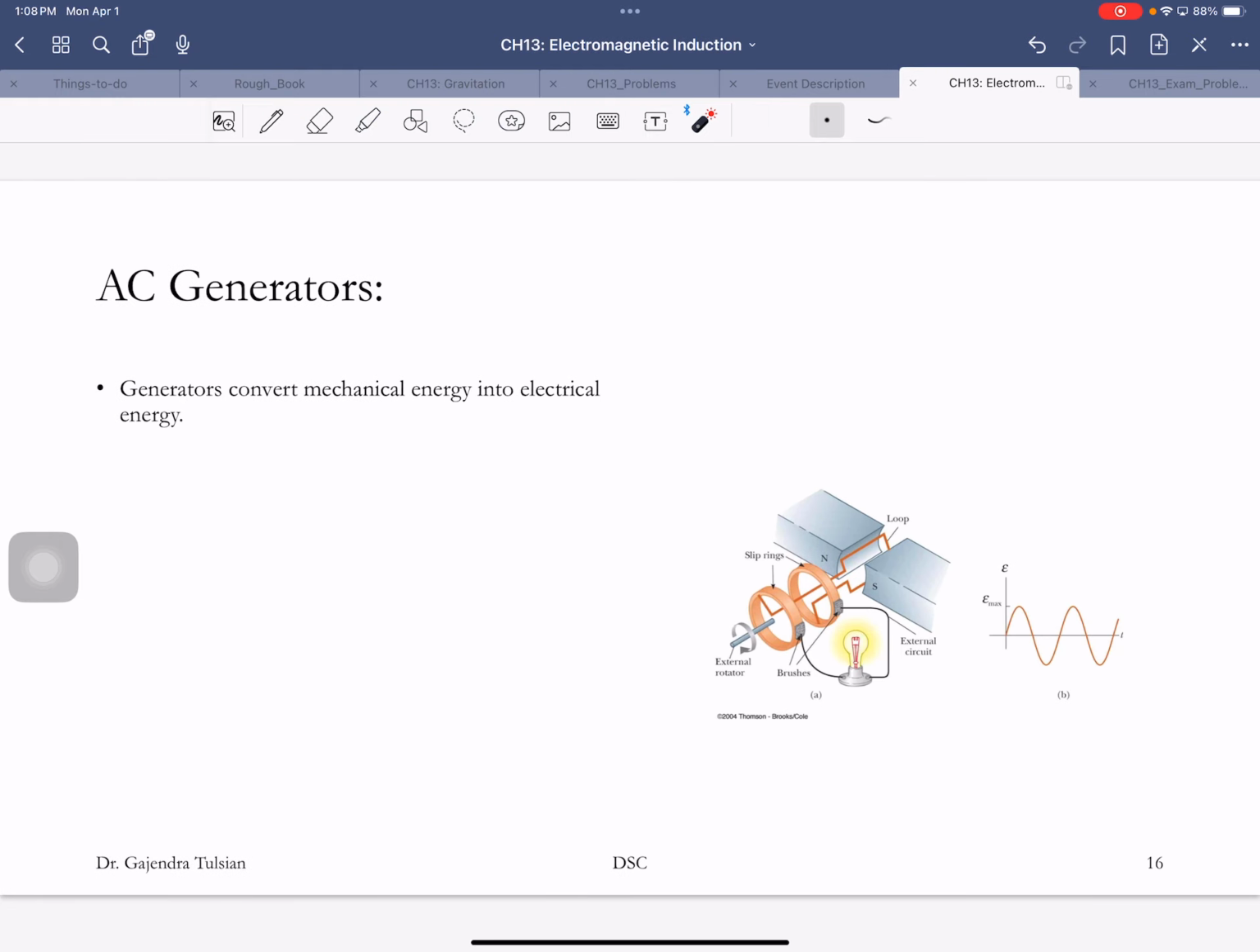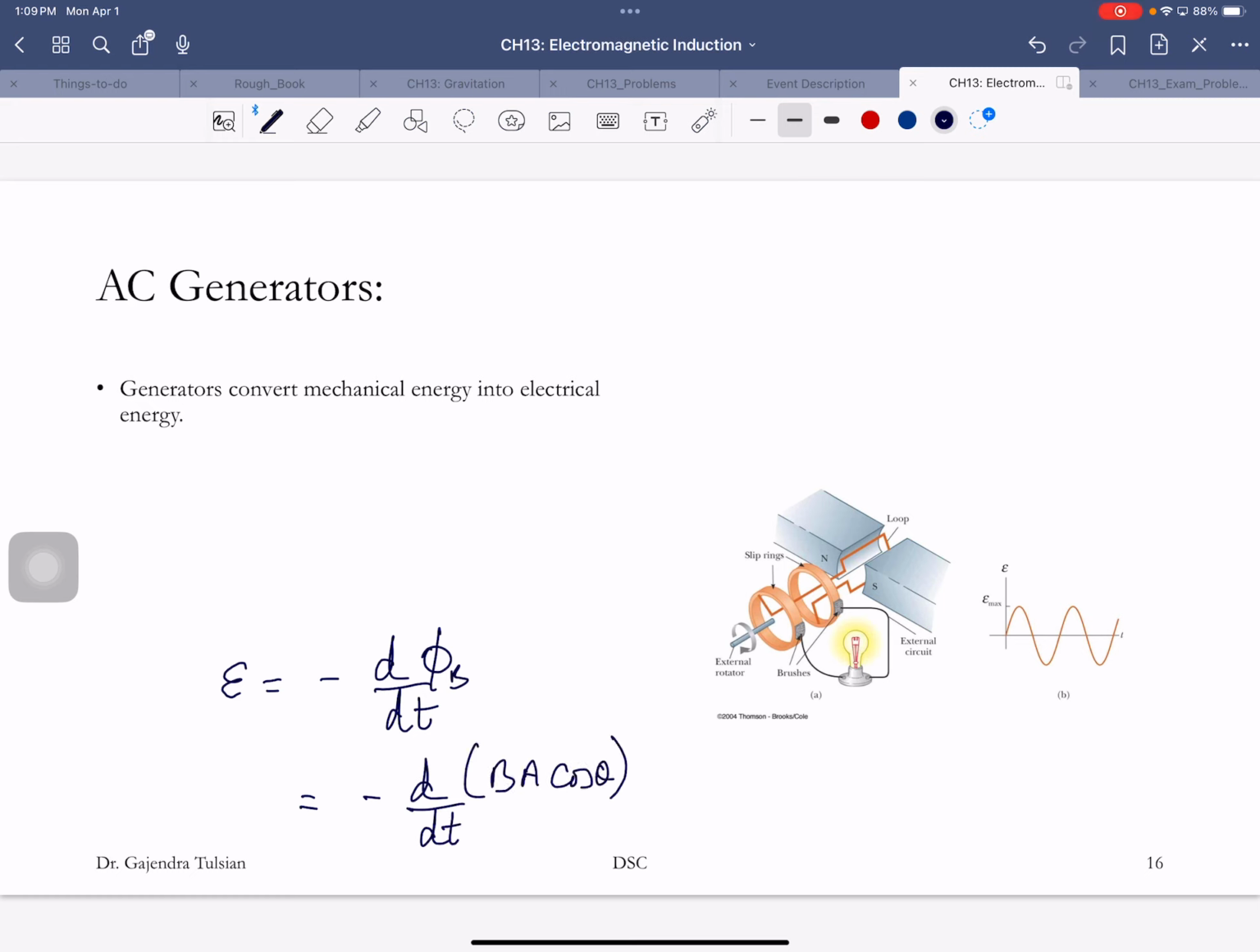All right, now we'll look at some applications. Again, Faraday's law says induced EMF is equal to the time rate of change of magnetic flux through a loop, which is minus d by dt of B A cosine theta. Now we'll look at how to induce EMF. Like I said, you could change the magnetic field, which is hard to do. You could change the area, which is hard to do in practice. The best thing to do is change the angle between the area vector and the magnetic field vector.